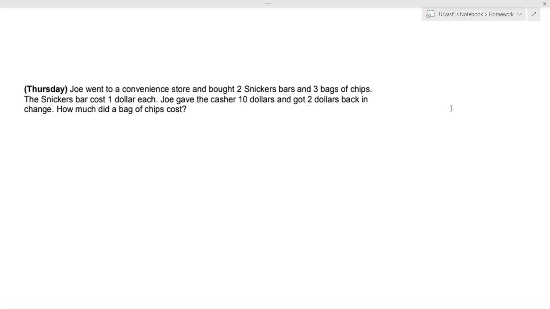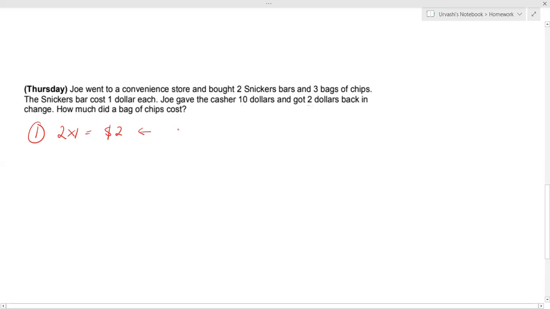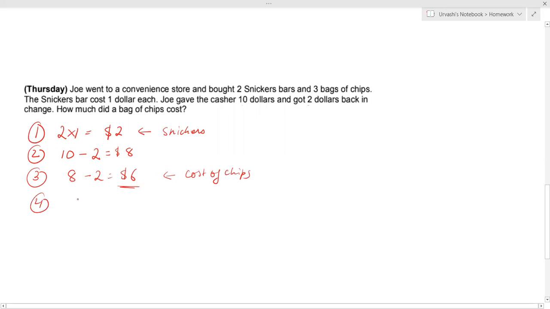First, you do 2 times 1 equals $2, which is 2 bars, and then 10 minus 2 equals 8, and then 8 minus 2 equals 6. He bought 6 bags of chips, and then 6 divided by 3 equals 2, so $2 equals 1 bag of chips. All right. So each bag of chips costs $2.